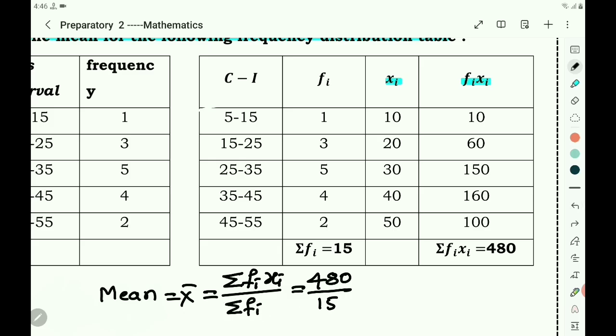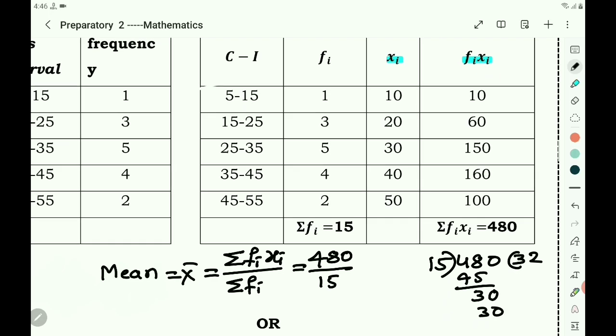Then 480 divided by 15. 15 threes are 45. 48 minus 45 is 3. Take this 0, 30. 15 twos are 30. Then you get 32. Mean equals what? 32. 32 is the mean.